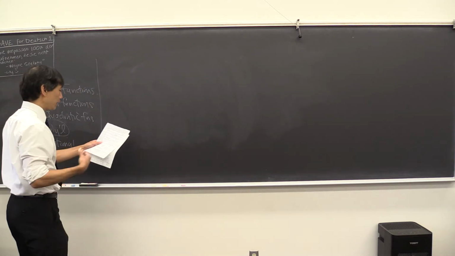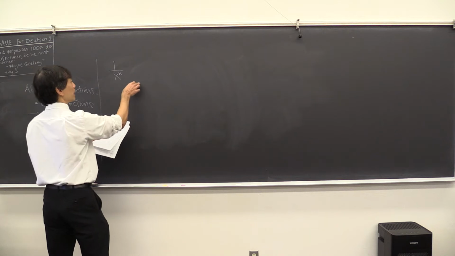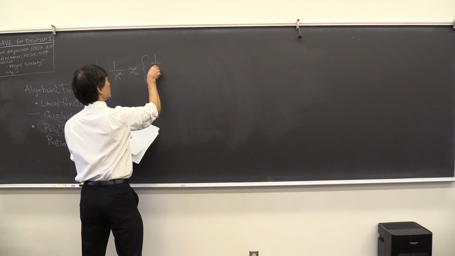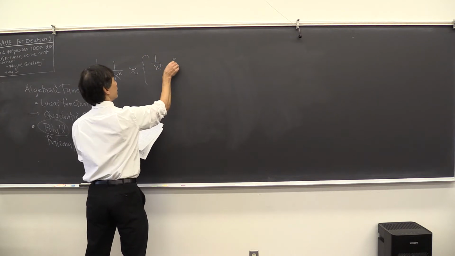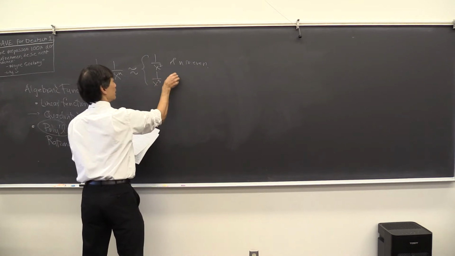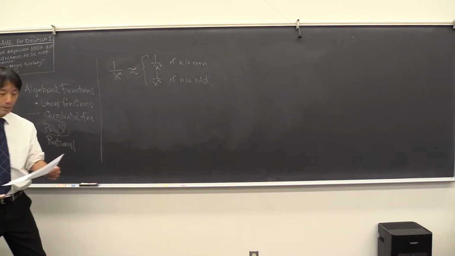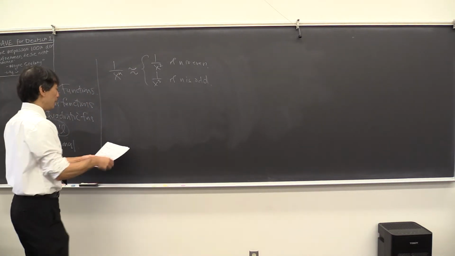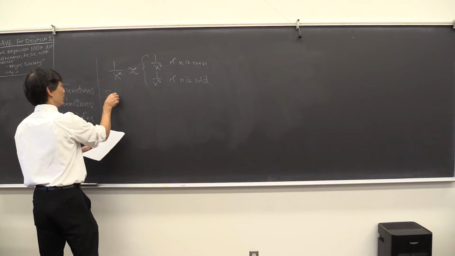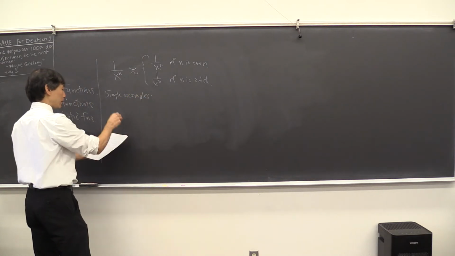One thing we remarked last time was that if you have something like 1 over x to the n, then it looks something like 1 over x squared if n is even, and it looks something like 1 over x cubed if n is odd. Let me do some simple examples.